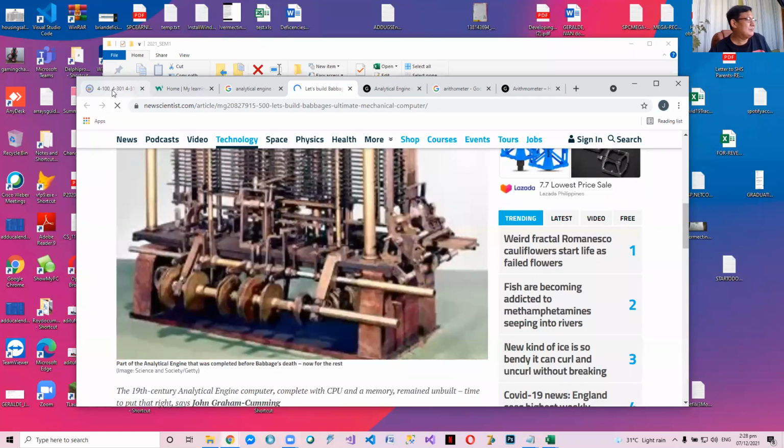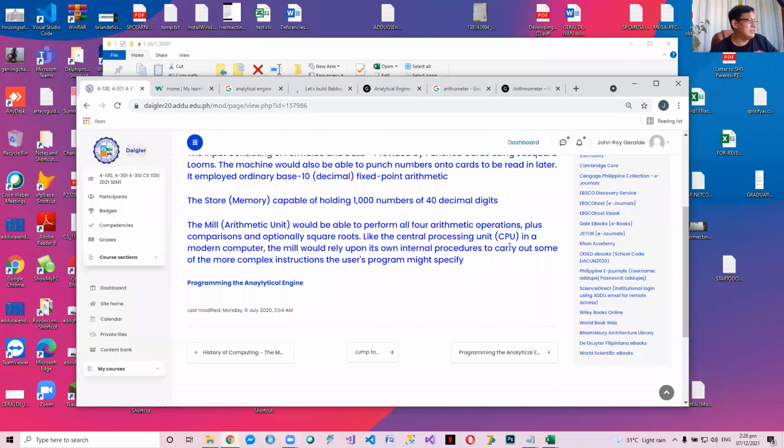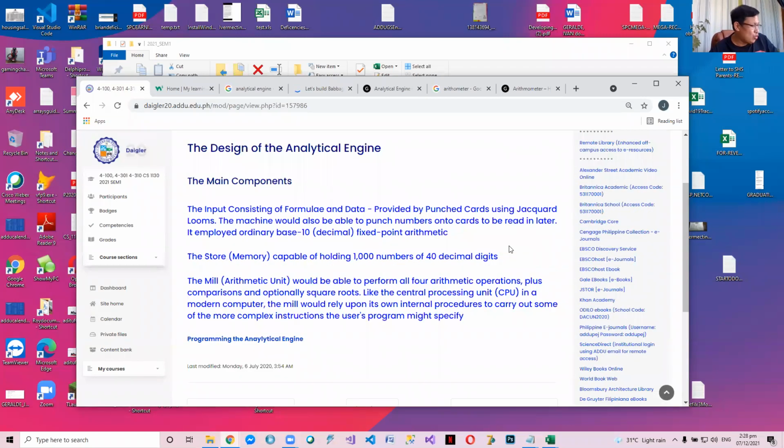Okay? You follow? These are the main components. First, there's a store.